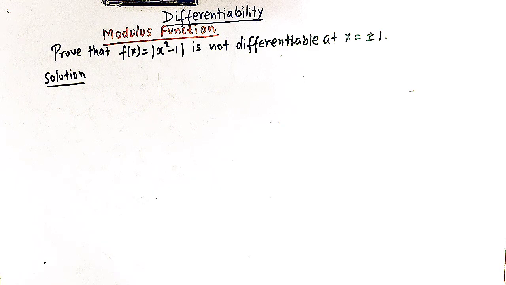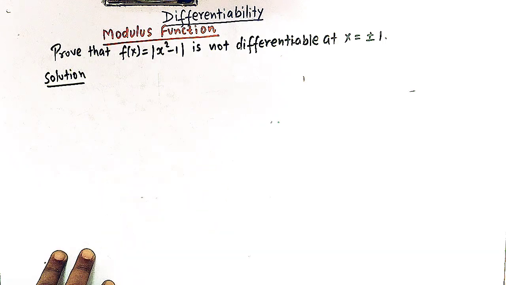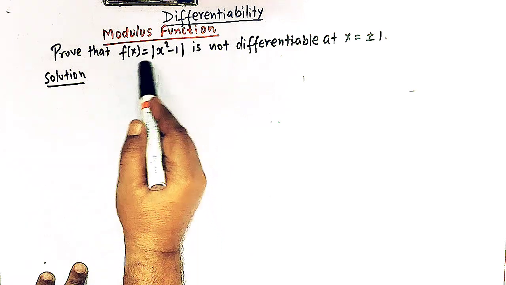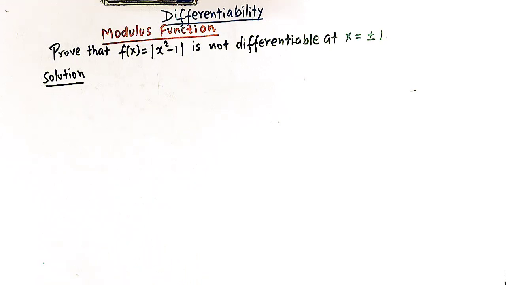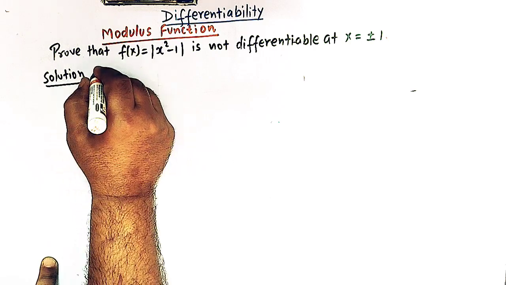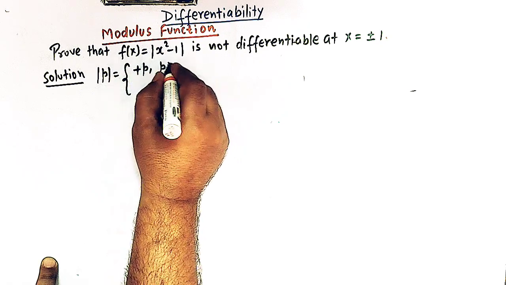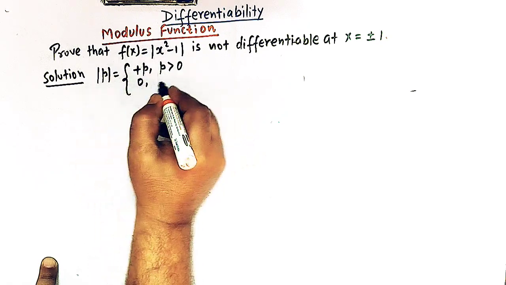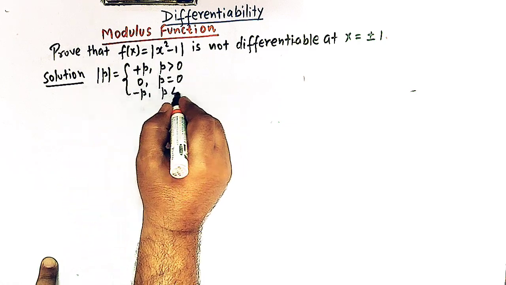But before applying the concept of right hand derivative and left hand derivative, it is important to redefine this function f of x in terms of intervals, right? So let us first define this function using the fundamental definition of mod function. The definition of mod function goes like this. Mod of p is positive p whenever p is greater than 0. Mod of p is 0 whenever p is 0. And mod of p is negative p when p is less than 0.